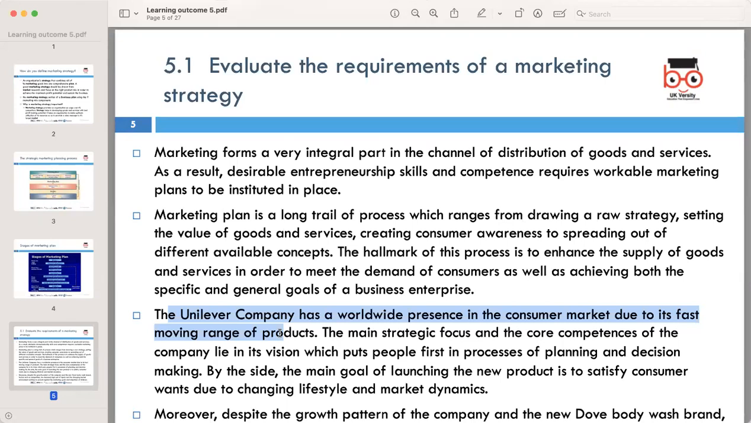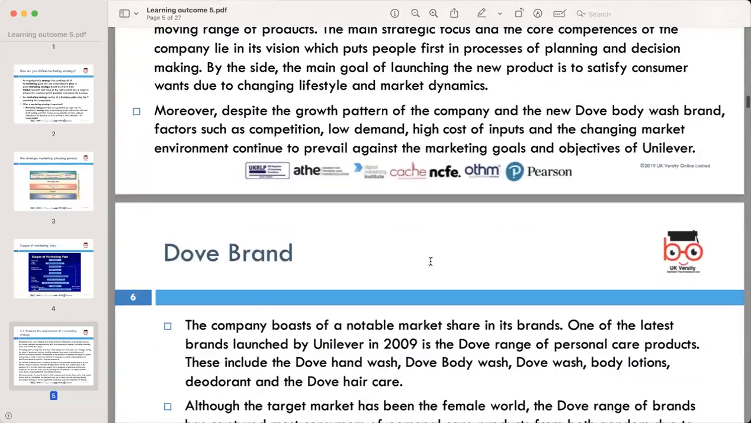Despite the company's growth and the introduction of the new Dove body wash brand, challenges such as competition, low demand, high input costs, and changing market dynamics continue to impact Unilever's marketing goals and objectives. Any questions so far, if anyone is there?